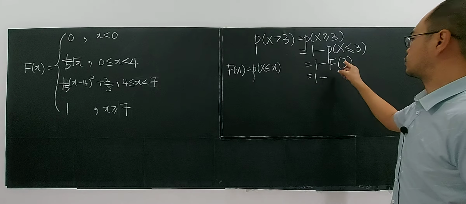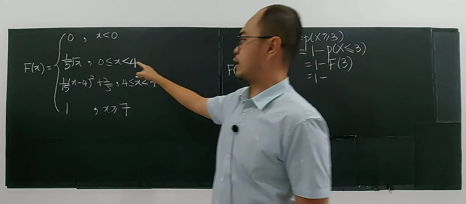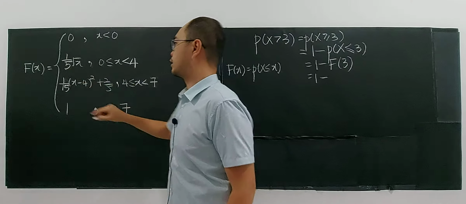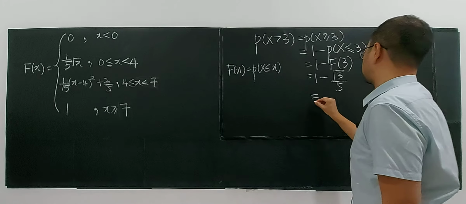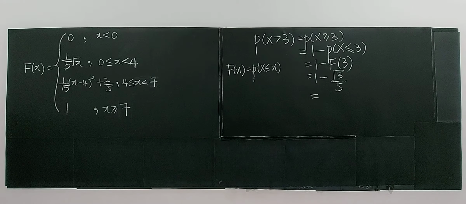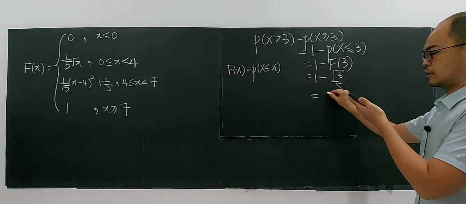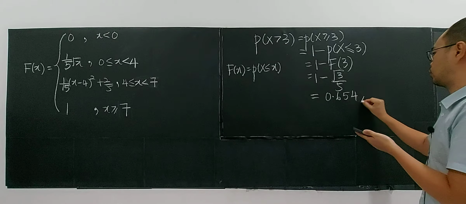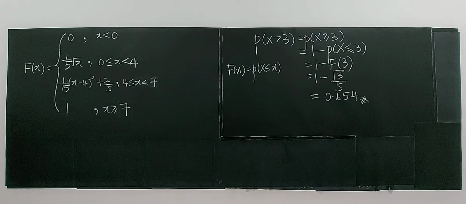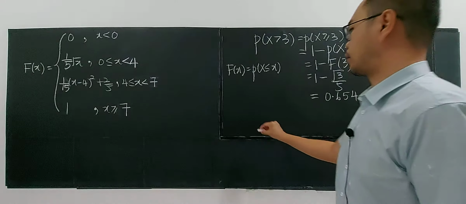Now 3 is between this interval, so substitute it inside here. It will be 1 minus the square root of 3 over 5. You can find the probability, which we give in 3 significant figures, it will be 0.654. Very simple.